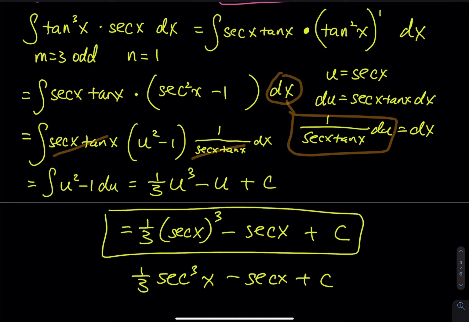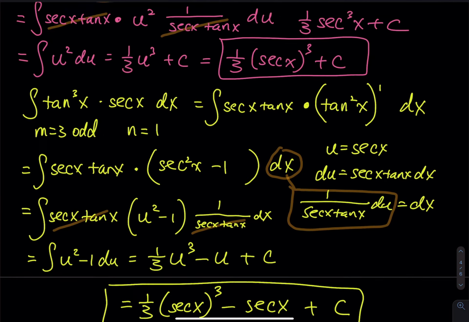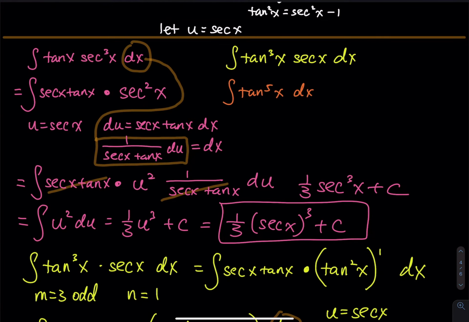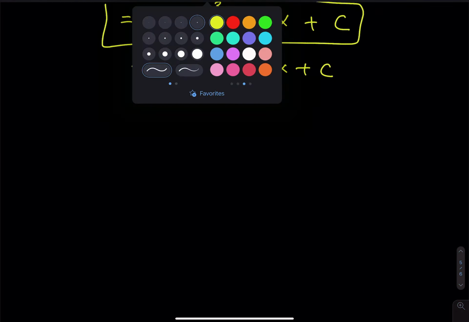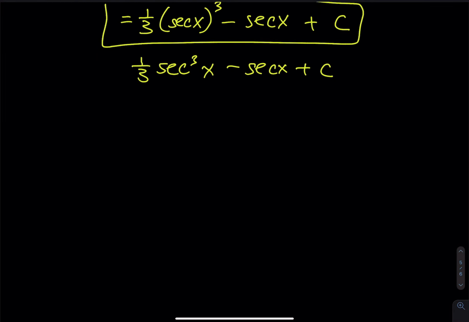The next one is the integral of tangent to the fifth power, right? The last one, the integral of tangent to the fifth power x dx. Let's do that right here. So we have the integral of tangent to the fifth x dx.